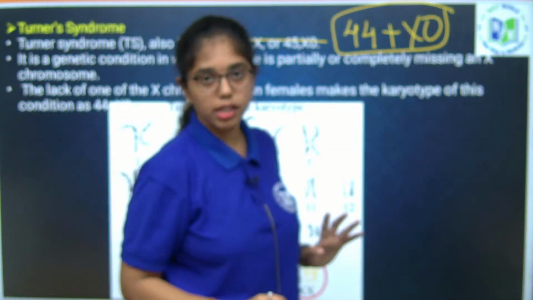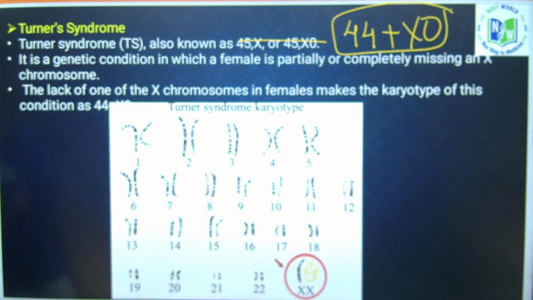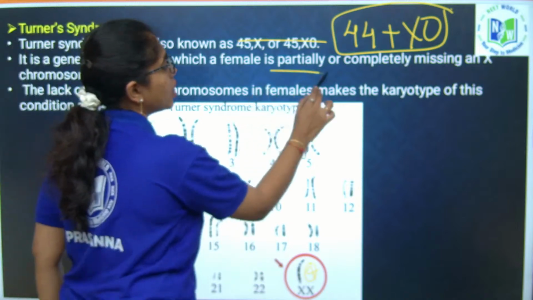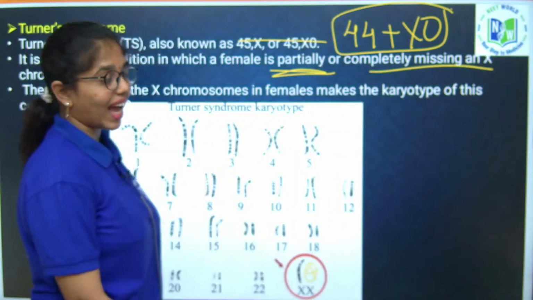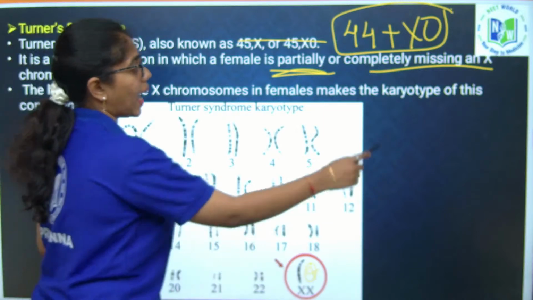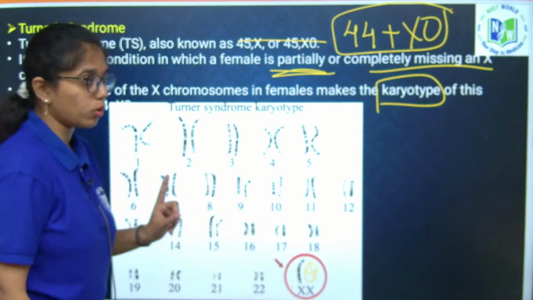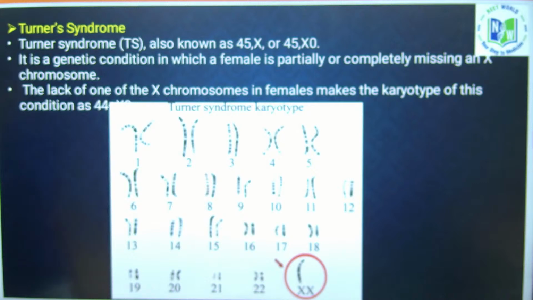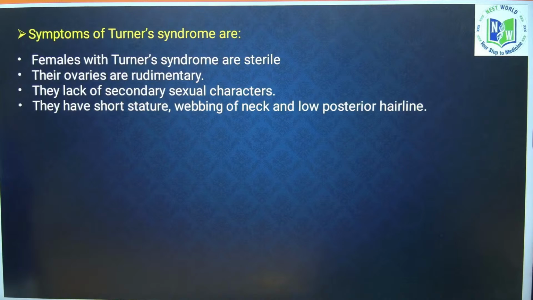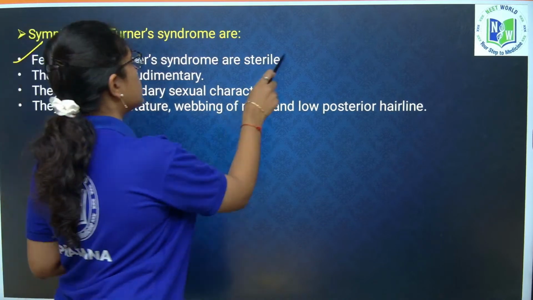There is only one X chromosome in the females who are affected with Turner syndrome. This is a genetic condition in which a female is partially or completely missing an X chromosome. The karyotype you can see like this, 44 plus X, only one X chromosome will be there. What are the symptoms for Turner syndrome? Females with Turner syndrome are sterile.